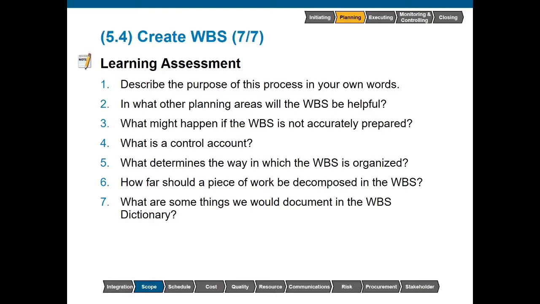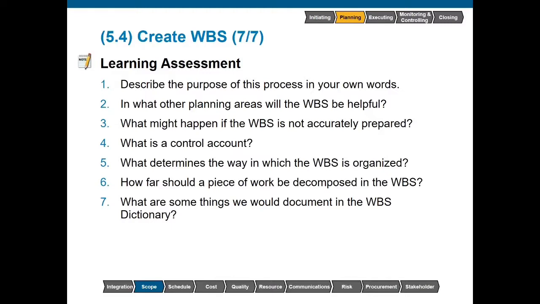What might happen if the work breakdown structure is not accurately prepared? If we do not prepare this properly and we miss some work items and we do not succeed in meeting that 100% rule, that does not mean that we don't have to do the work. It just means that we do not have time or money allocated to do that work. So we will have some pretty negative second and third order effects.